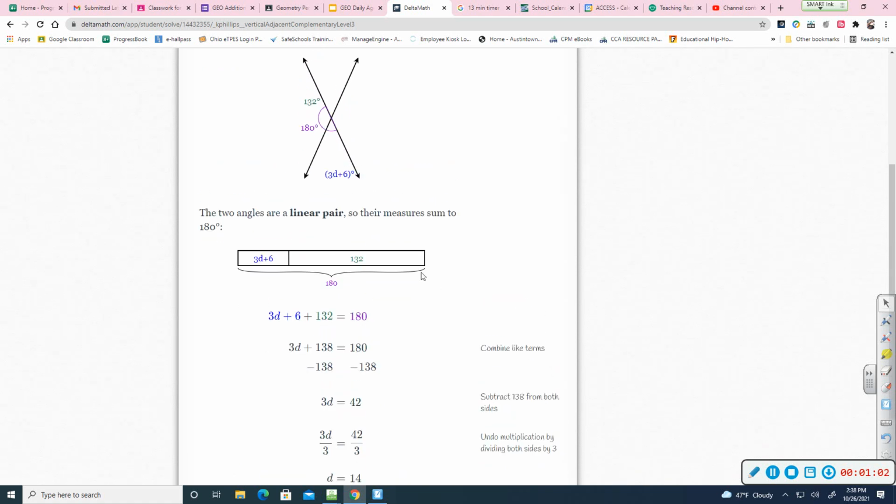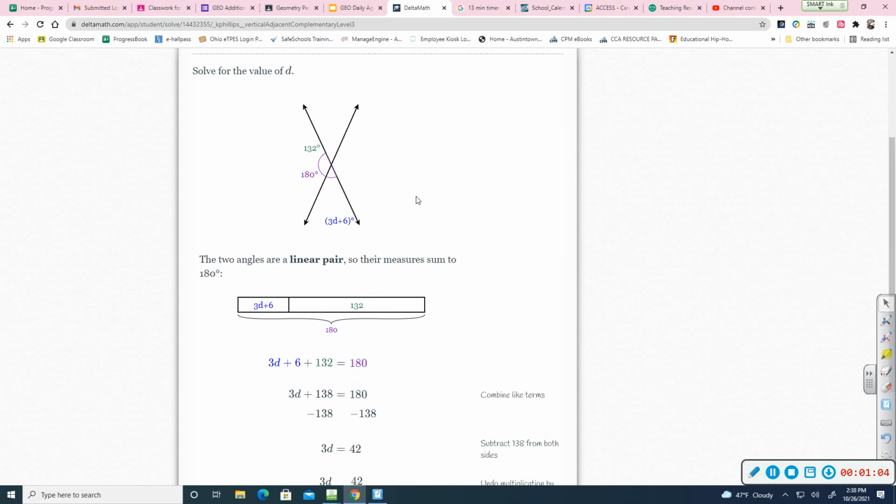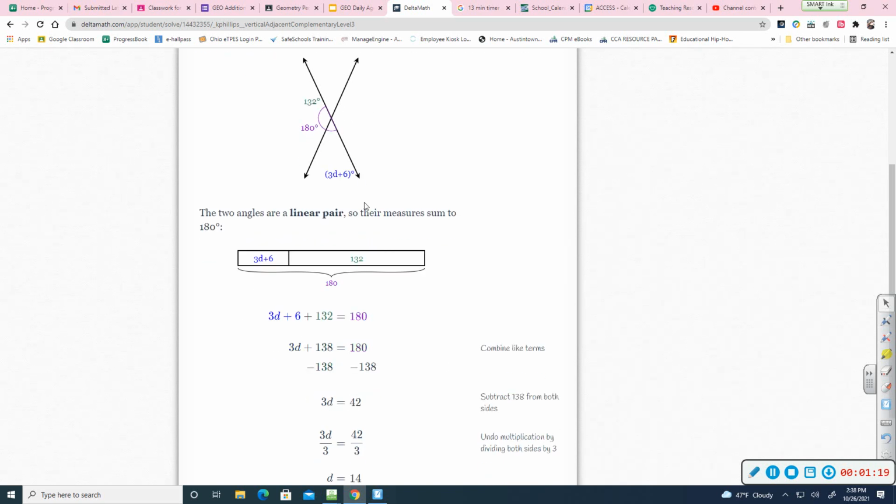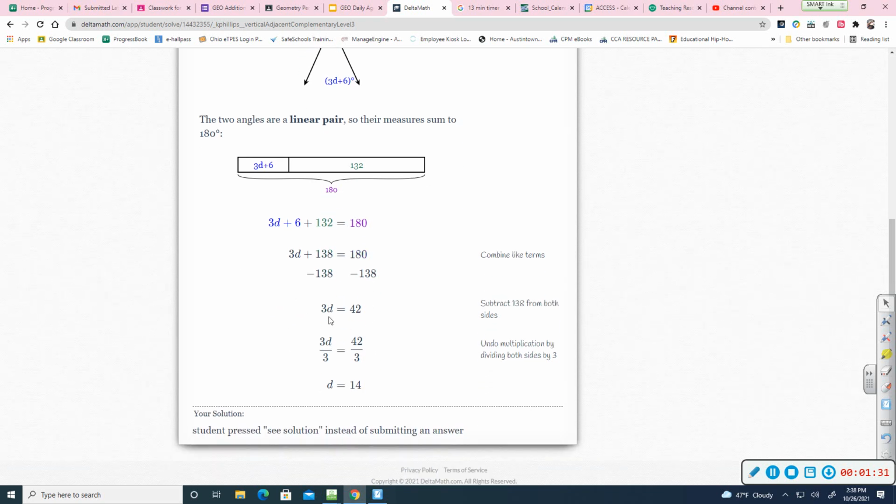So the geometry part is looking at the diagram, figuring out what type of relationship you're given, and then figuring out what does that mean about the measures of the angles. So what does the relationship tell you about the measures of the angles? After that, this is all algebra. So once you recognize this is a linear pair has a sum of 180 degrees, now it's algebra skills. So we're going to write an equation saying if we add those 2 angles together, they're going to equal 180 degrees. And then you will work through and solve the equation.